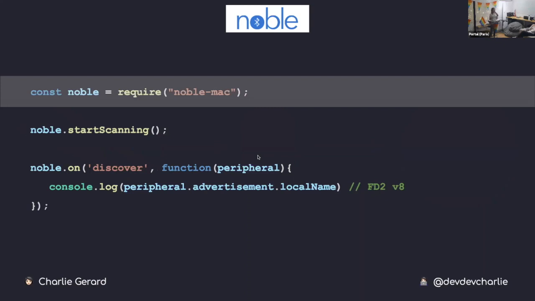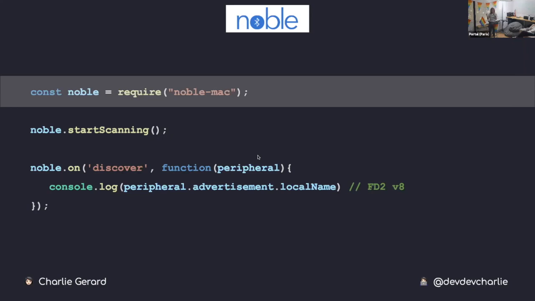With Noble, you can discover nearby Bluetooth devices. You just start by requiring the module, then you start scanning devices around. When you discover a device, you can log the name of it, using advertisement, local name, and I could see that it was logging FD2V8. FD for Freedrum. It was logging a few other devices, but I could see that they were iPhones or something like that, so definitely not one of the Freedrum sensors. But as soon as I saw something that looked like Freedrum, it was like, okay, cool, it can detect that there's a sensor around.